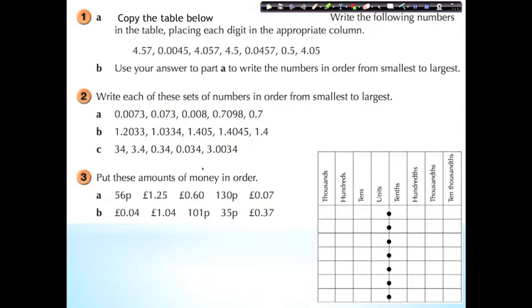Okay, now it says use your answers to part A to write the numbers in order from smallest to largest. Okay, and then question 2, you're writing each set of numbers in order from smallest to largest. You can do the table if you need to, but it's not essential. So if it does help you, then copy it out again or just continue underneath.